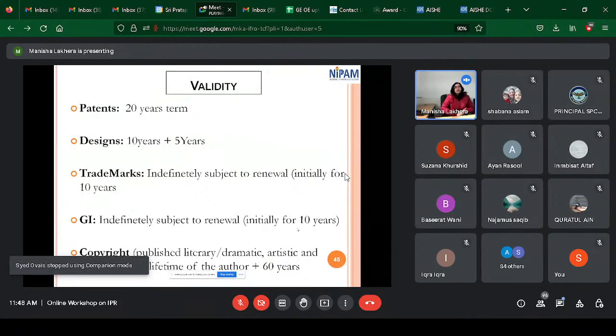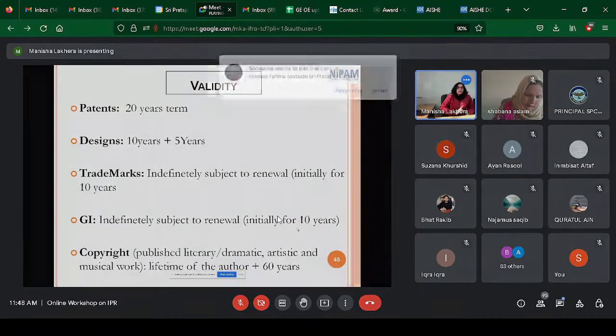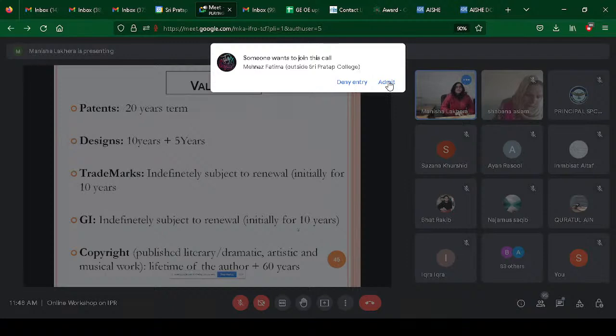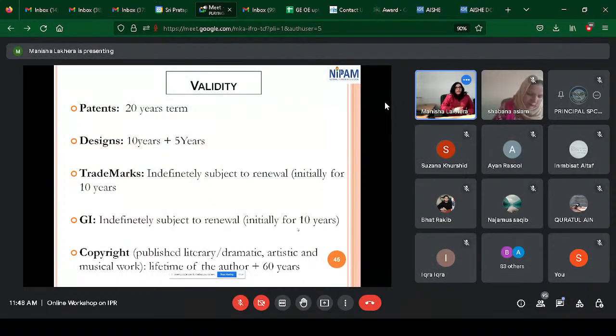So a quick recap on the validity of IPs. The patents are provided for 10 years of term from the date of the filing. Design registration is given for 10 years and it can be renewed for another 5 years. Then initially, trademark registration is given for 10 years and it can be renewed indefinitely for 10 years each. Similarly, for GI, initially for 10 years and then indefinitely for 10 years each. Copyright protection is available for the lifetime of an author plus 60 years from his death.